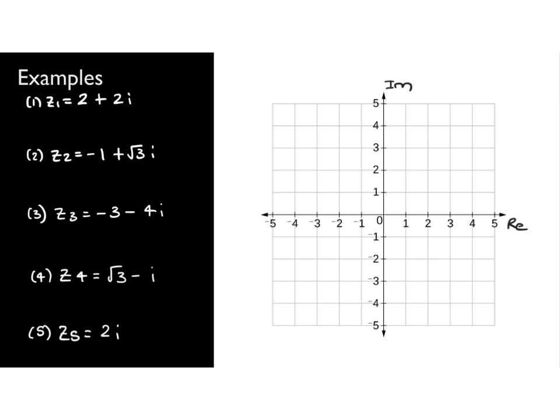So z1 is equal to 2 plus 2i, nice and simple, that's this number here. And its argument is this angle here, which we can very easily calculate using trigonometry. So we can say the argument of z1 is equal to arctan, or tan to the minus 1, of 2 over 2, which gives us an argument of pi by 4. Now, what about z2? That's equal to negative 1 plus root 3 i, so that's perhaps approximately there.